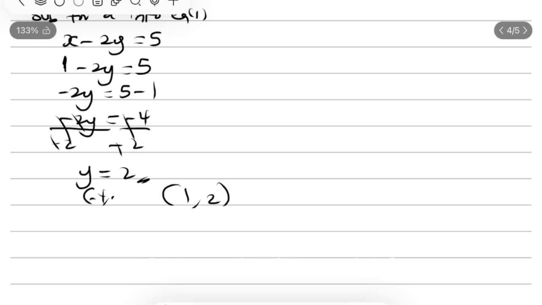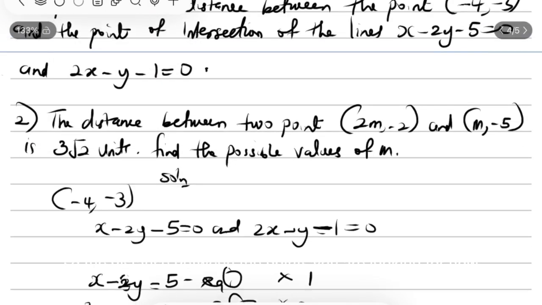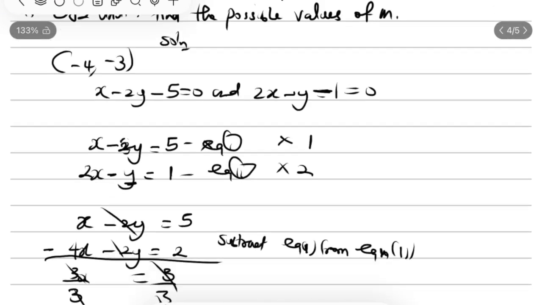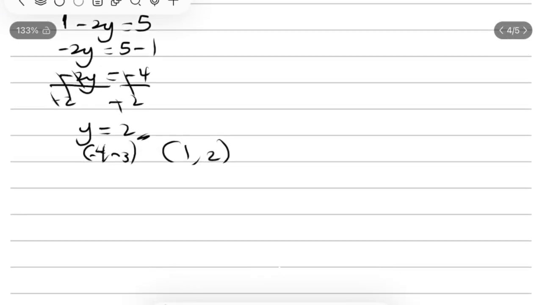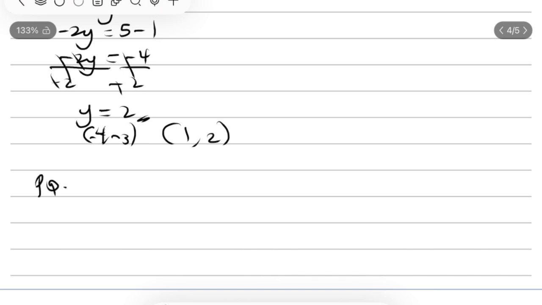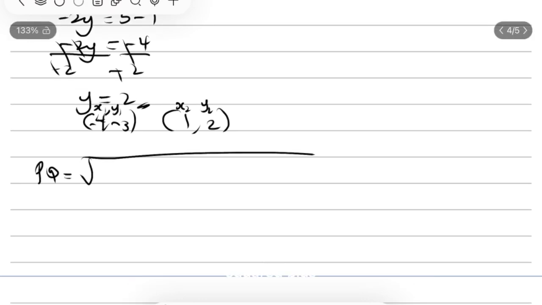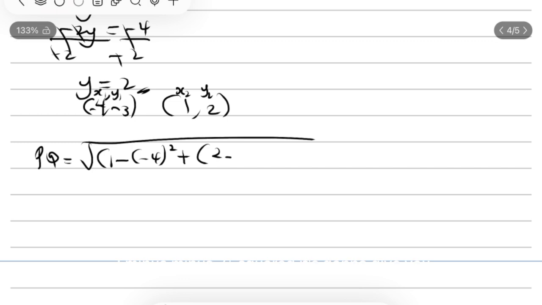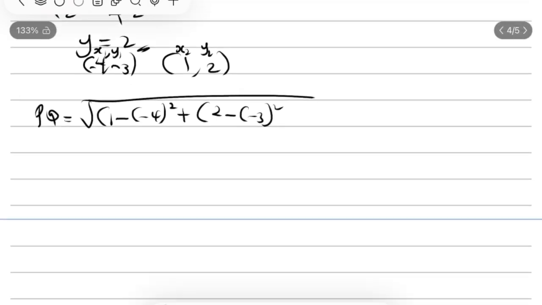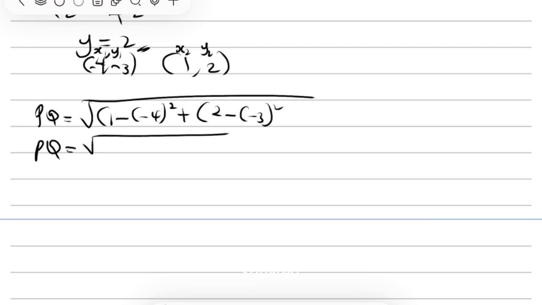That means minus 4, minus 3. So now we can find the distance between the points we are looking for. So we have minus 4 and minus 3. We're using our formula again, PQ equals, in this case, this is our x1, y1, x2, y2. So that means x2 minus x1, that means 1 minus minus 4 squared plus 2 minus minus 3 all squared. It's going to give us PQ. We are going to get 1 plus 4 squared plus 2 plus 3 all squared.